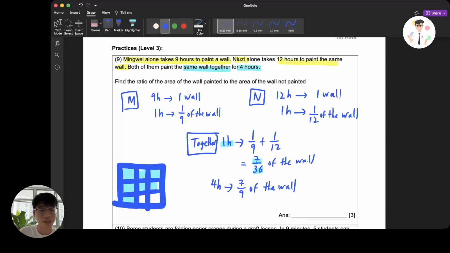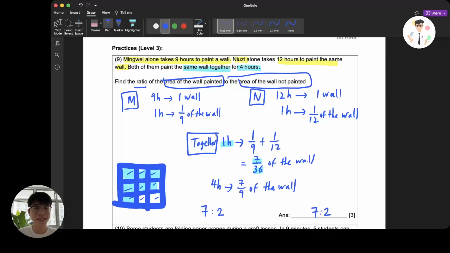The question now is asking for the ratio of the area of wall painted to the area of wall not painted. Now painted is what? 1, 2, 3, 4, 5, 6, 7, right? So 7 is painted. Not painted is 1, 2. It's 2. So the answer is 7 to 2. And that's it. We are done for this question.